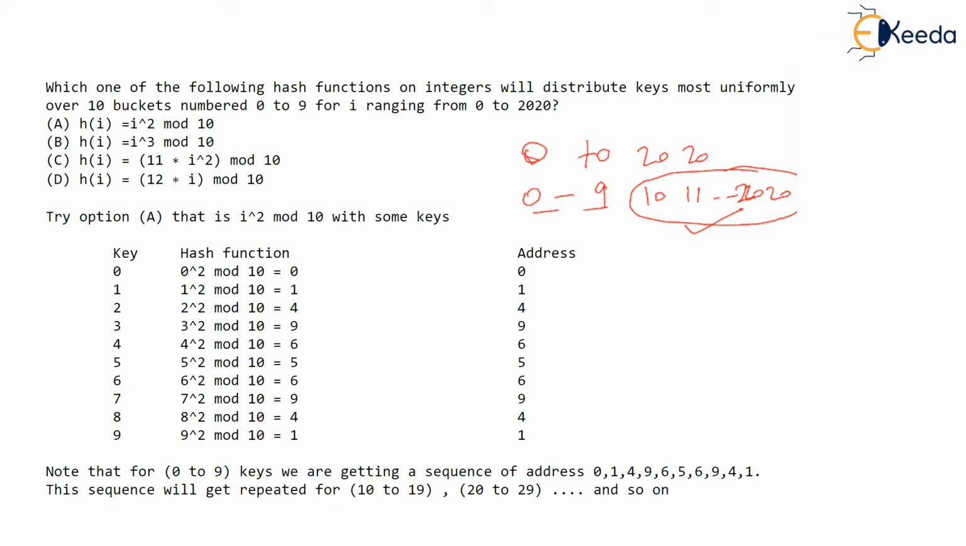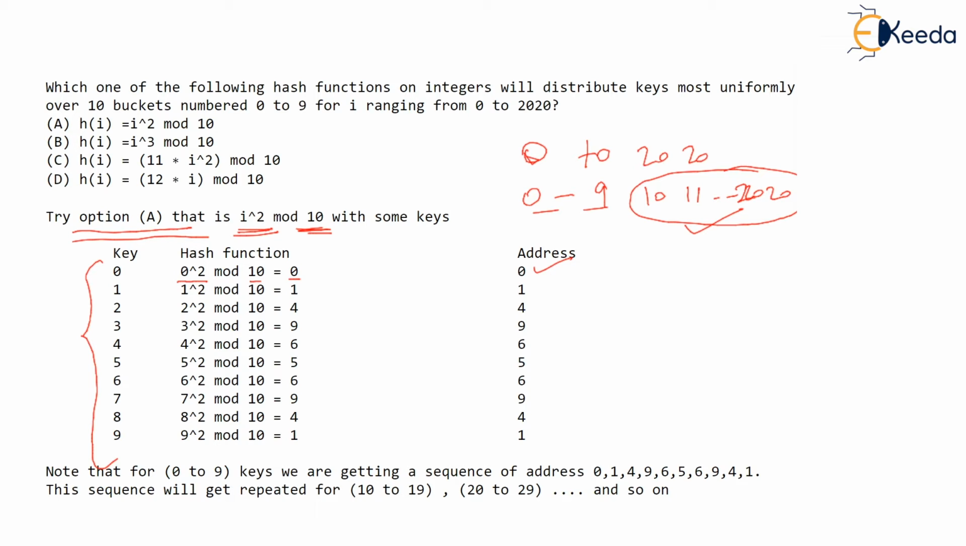So I am taking the first option A. You observe the hash function given in the first option is i square mod 10. So take each key, square it, and then divide it by 10 and obtain the remainder. I have taken the keys from 0 to 9 and squared each key. 0 square mod 10 is 0, so the address is 0.